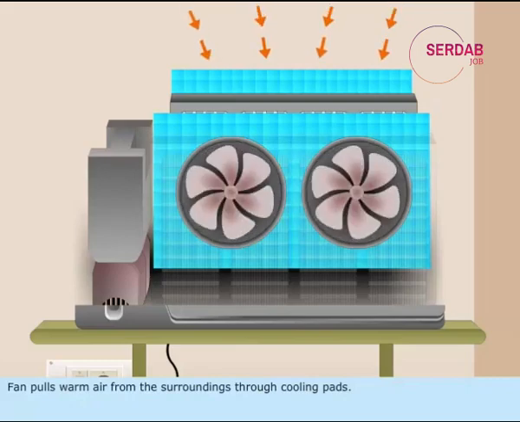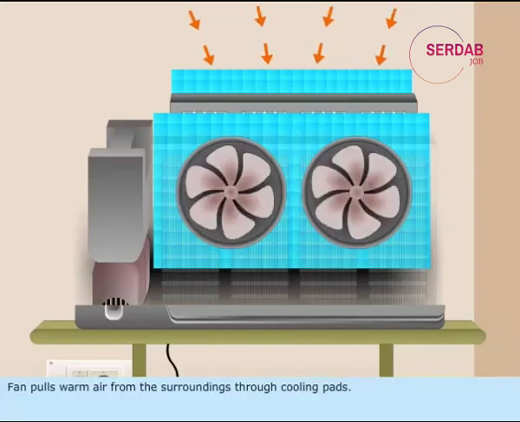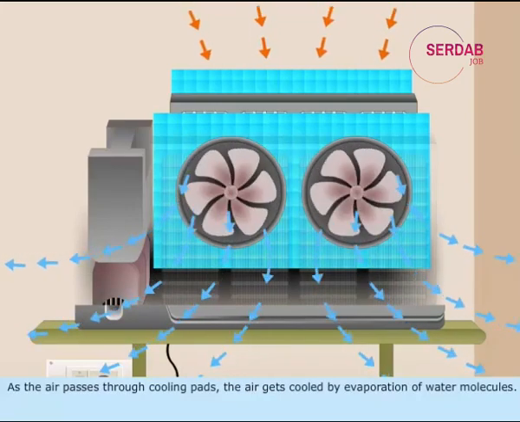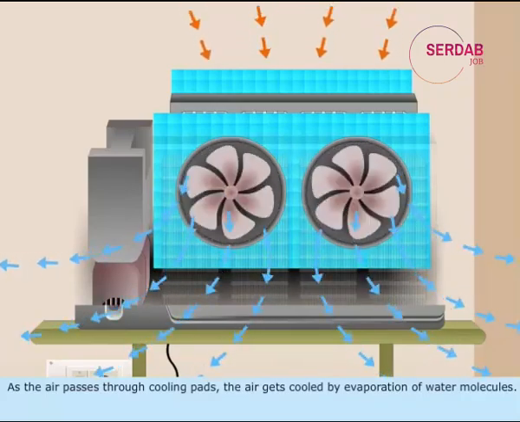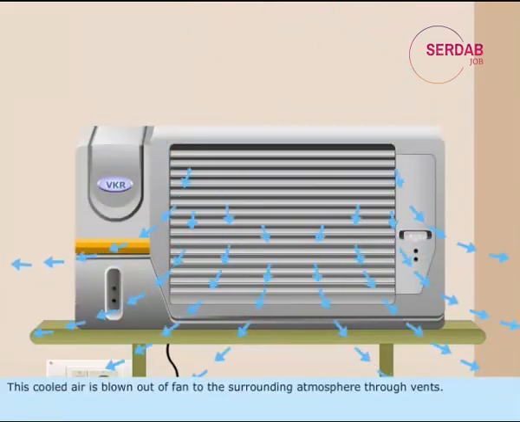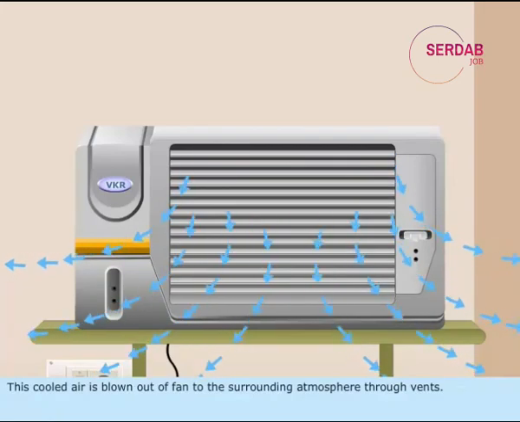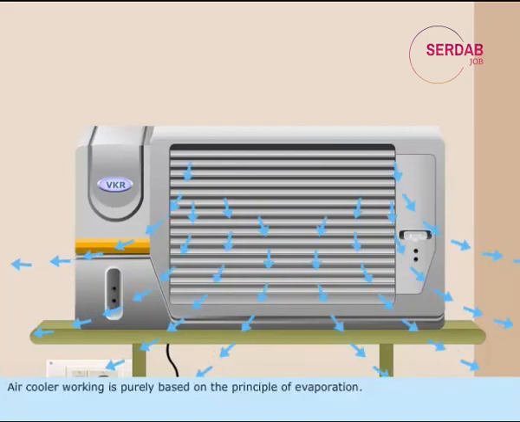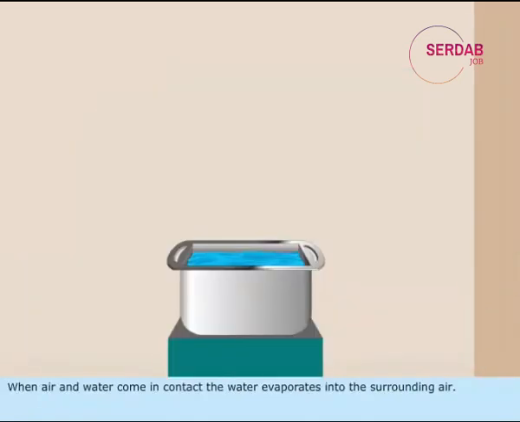Fan pulls warm air from the surroundings through cooling pads. As the air passes through the cooling pads, the air gets cooled by evaporation of water molecules. This cooled air is blown out of fan to the surrounding atmosphere through vents. Air cooler working is purely based on the principle of evaporation. When air and water come in contact, the water evaporates into the surrounding air.